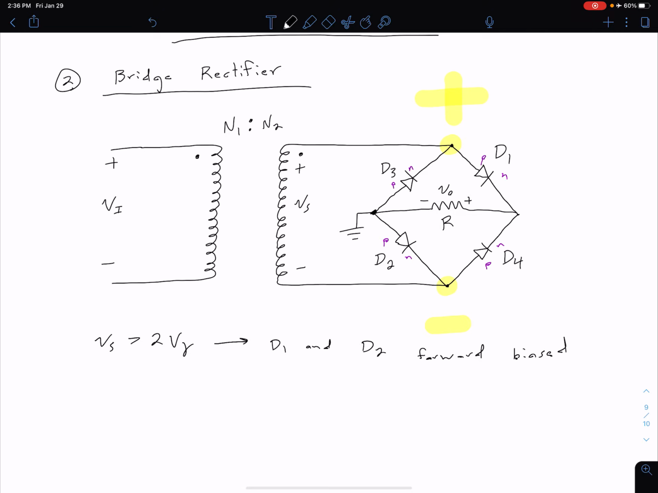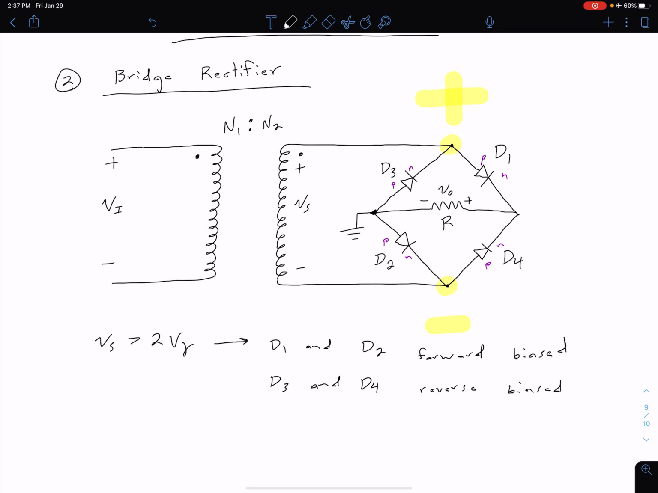Now, of course, we can consider our other 2 diodes, D3 and D4, and using similar arguments, we can see that our P side is more negative than our N side. And so what that means is that our D3 and D4 diodes, for this first case, are going to be reverse biased.